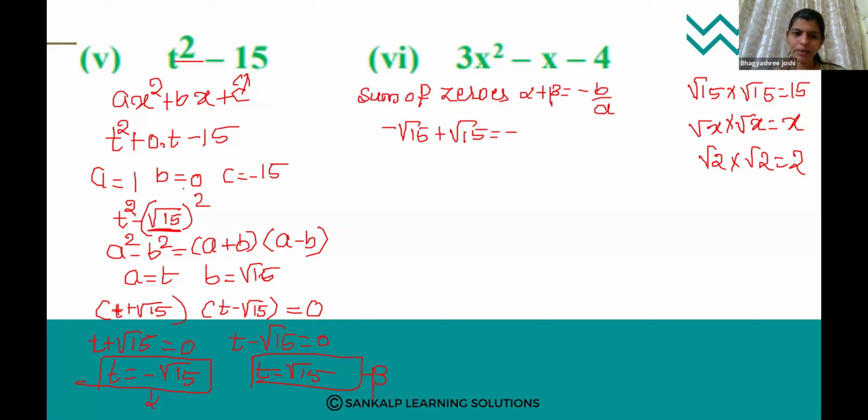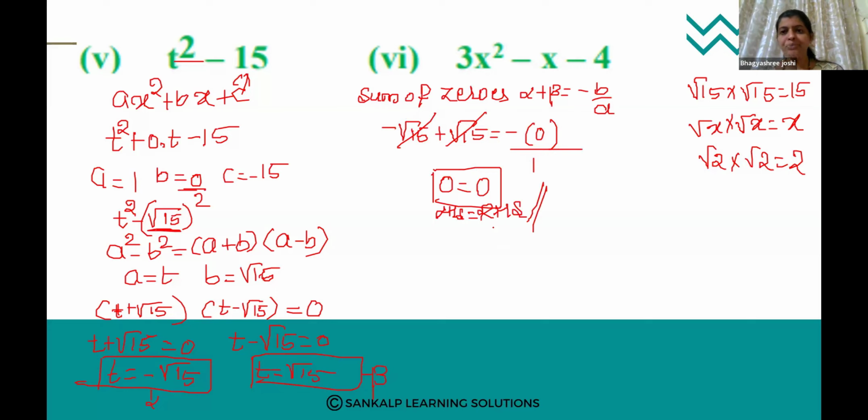Next, what is the value of b? b value is 0. So write 0 here divided by a value is 1. Here minus root 15 is there. Here plus root 15 is there. So both values will get cancelled. Cancel means 0. Okay. So minus plus both values will get cancelled. Here I will get 0. 0 divided by anything is 0 only. So here LHS value is equal to RHS value. That means here also relationship holds or it is verified.